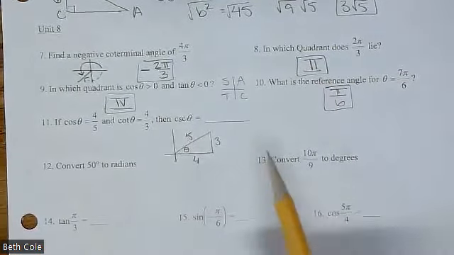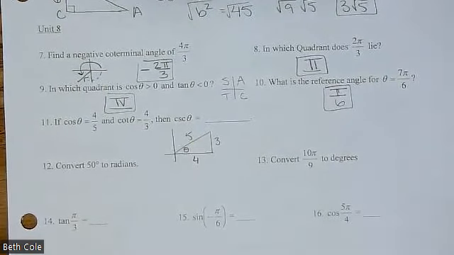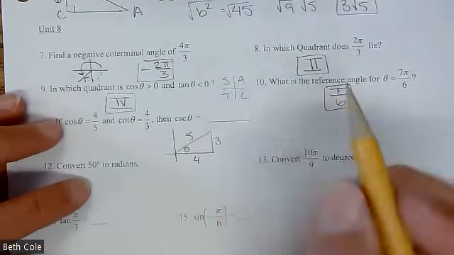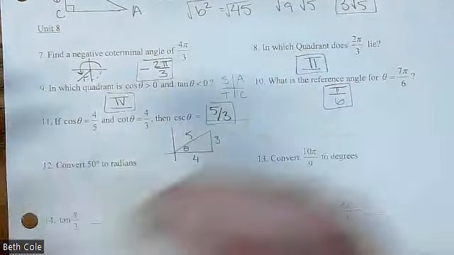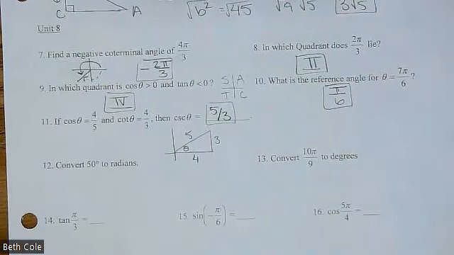Okay. And then we're being asked for cosecant. Cosecant means you're doing the reciprocal of sine. Sine is opposite over hypotenuse. So this is going to be hypotenuse over opposite. So 5 over 3. Yeah. All right. Then we have a couple that we're converting.